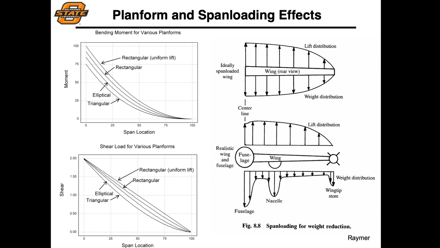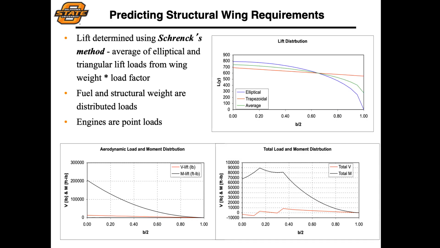Now, the particular approach that we're going to use is something relatively simple, which is called Schrenk's method. And what it uses is an average of the elliptical and trapezoidal loads acting on the wing. And so we're going to take the average of those two to be able to give us a nominal load acting on the wing. So this is just a simple approach to be able to go through an overall estimate of that lift distribution and the load factors acting on the wing.